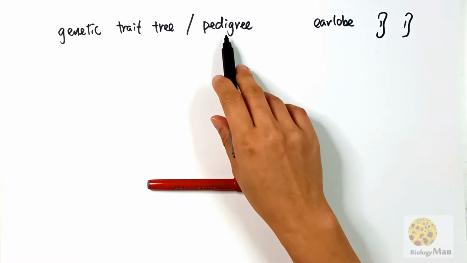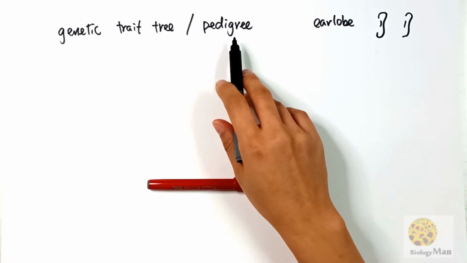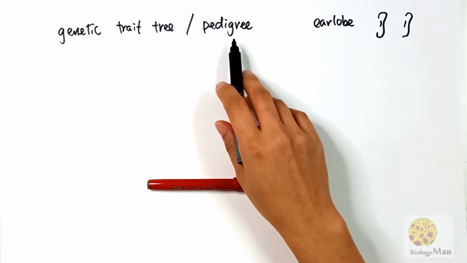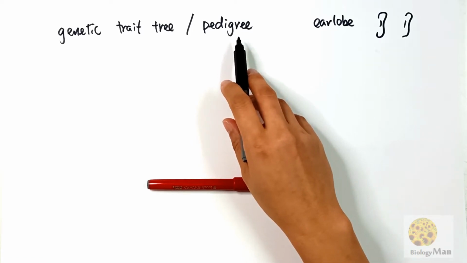Today we would like to talk about the pedigree. A pedigree shows a particular trait in a family in different generations. Today we are going to learn how to read a pedigree and how to construct a pedigree. Before we go into a pedigree, we need to learn how to draw the symbol first.